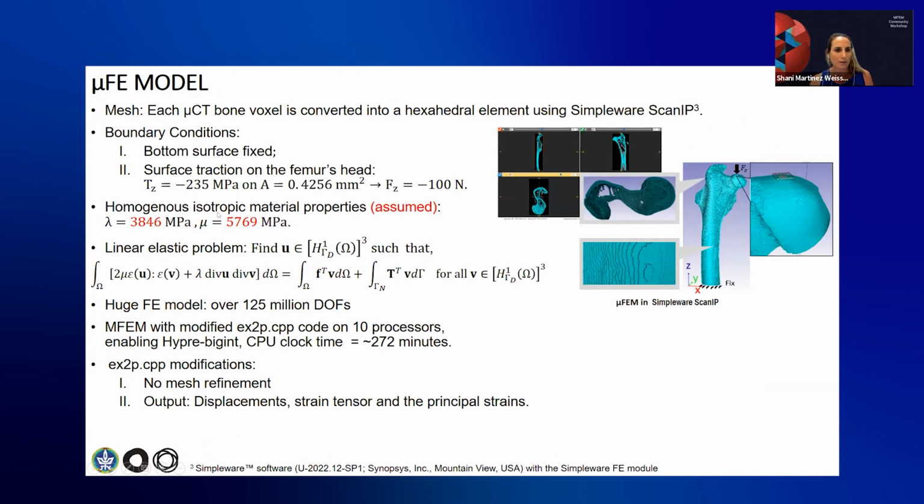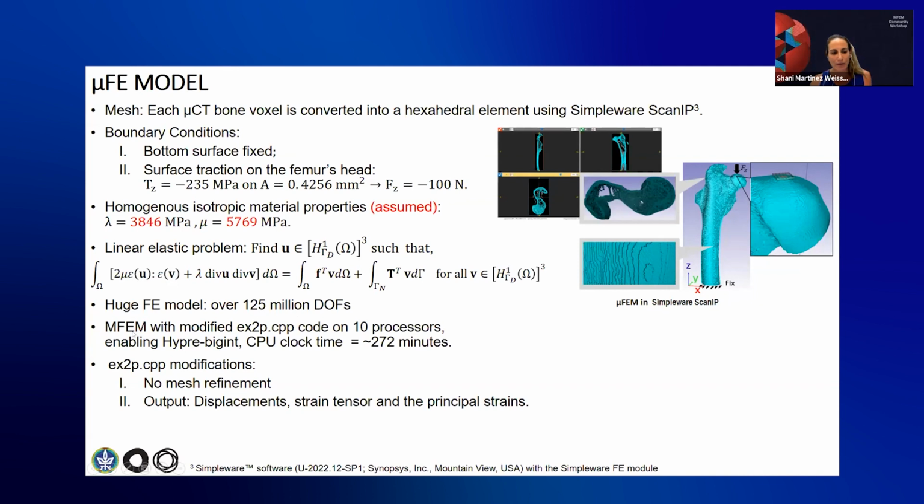I apply homogeneous isotropic material properties, which are assumed. We assume the values of lambda and also the shear modulus, and the linear elastic problem is solved. A huge finite element model is created with over 125 million degrees of freedom, and this is while using linear hexahedral elements.